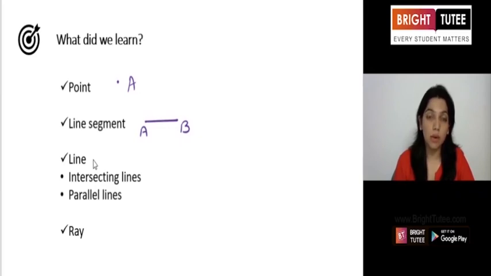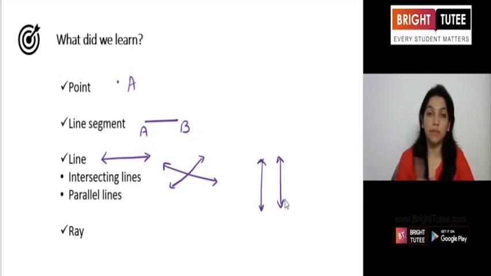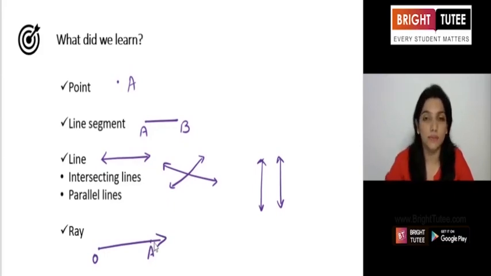Then we learned about line, which goes endlessly in both the directions. Then we learned about intersecting lines. And then what we learned about was parallel lines. They should always be going on and on and on, and they should never meet each other. And then we just learned about ray, which starts at a particular point and goes endlessly in the other direction. Right?